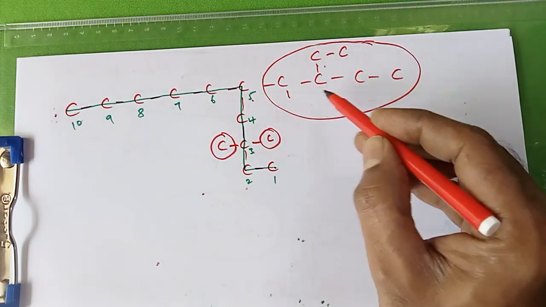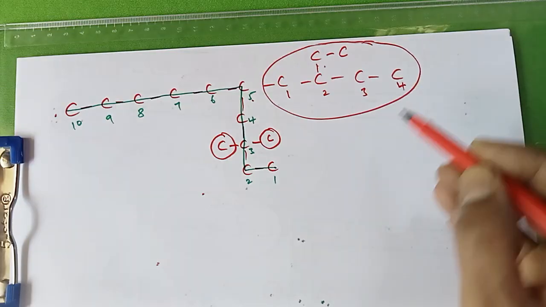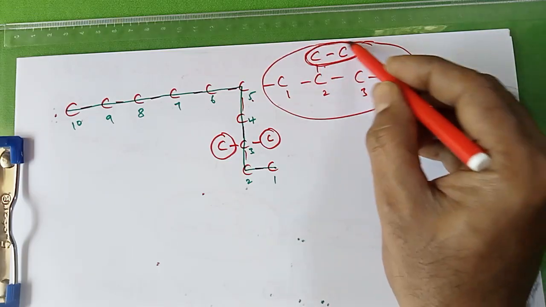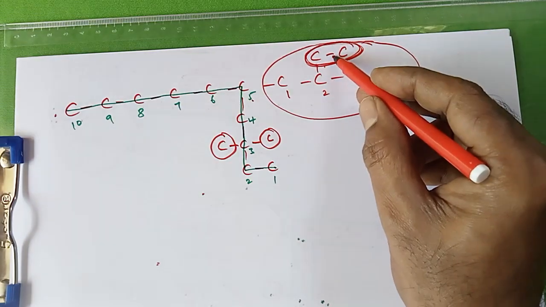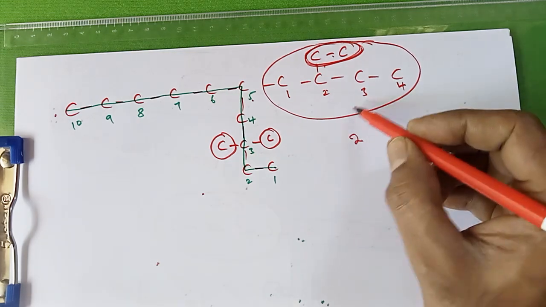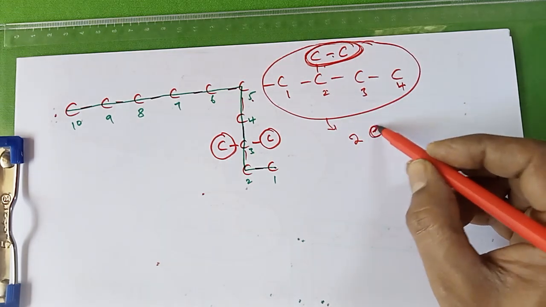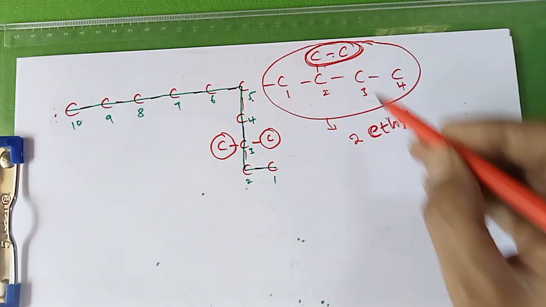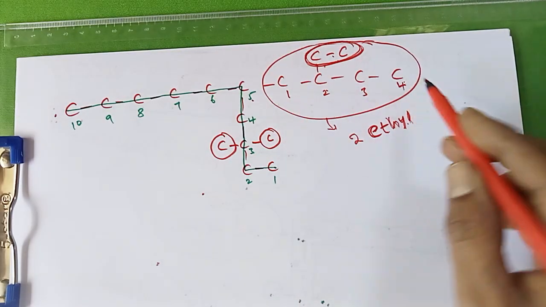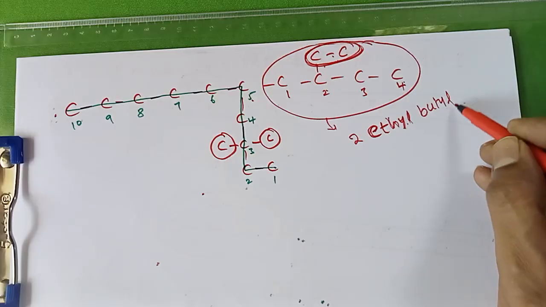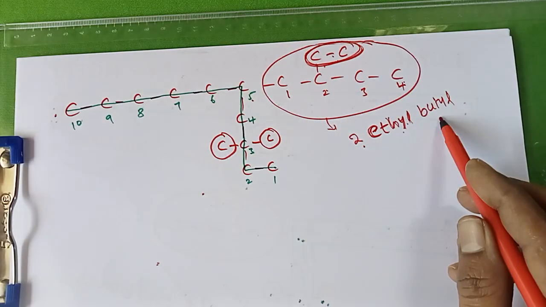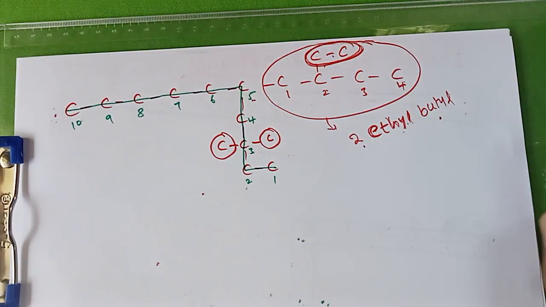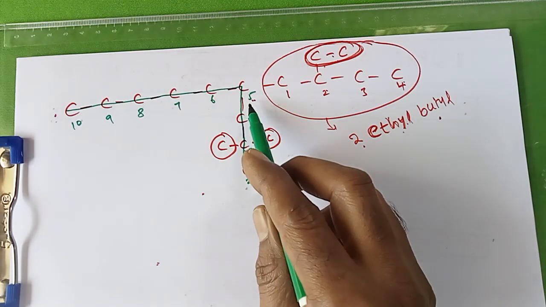What is the name of this? Give the numbering 1, 2, 3, 4. So at the second carbon, what is present? This group name is ethyl group. This ethyl group is at the second carbon, so 2-ethyl. Next, the total chain is butyl. So the total substituent name is 2-ethylbutyl. And this substituent is connected to the 5th carbon. That's why we start the IUPAC name with 5.